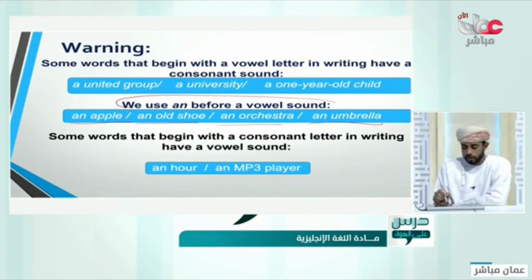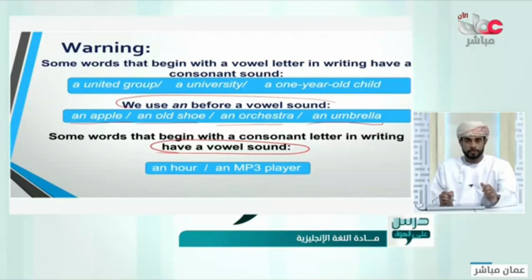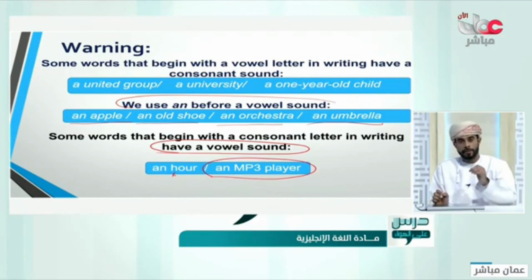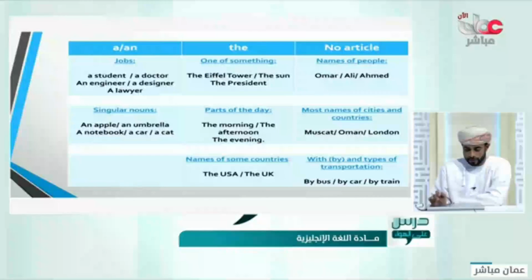Some words that begin with a consonant letter in writing have vowel sounds. The opposite, as I told you. Like "an hour", because we don't pronounce the H. Like in here, this is a very interesting one: an MP3 player. Even though it's written with M, we pronounce it "em", an MP3 player. Good? I think now it is clear.